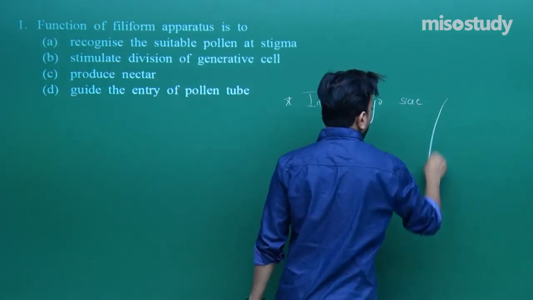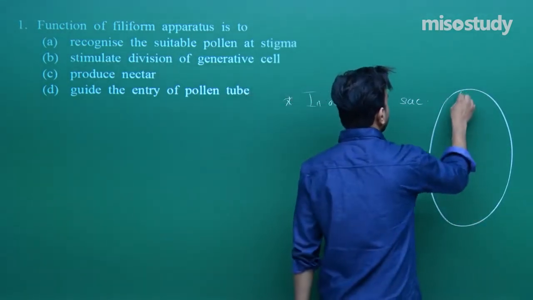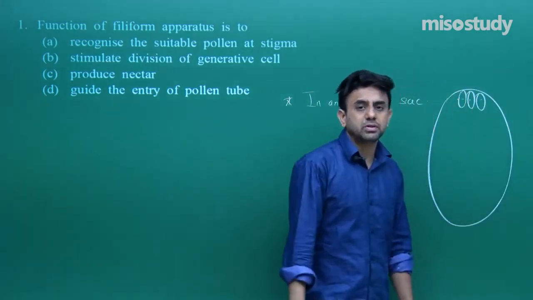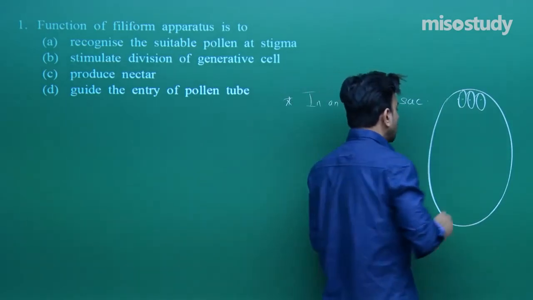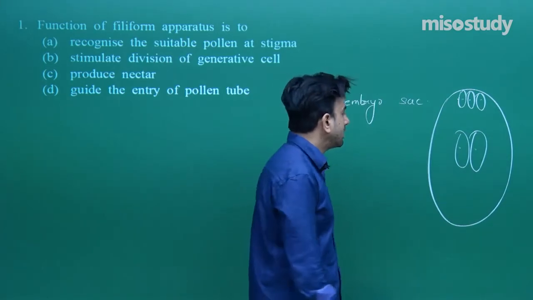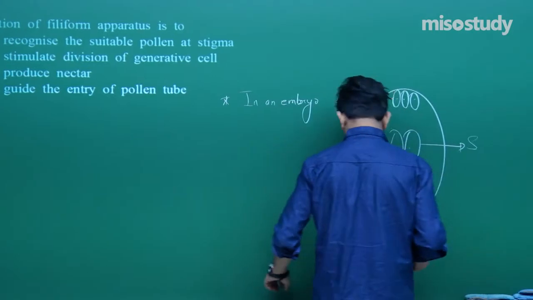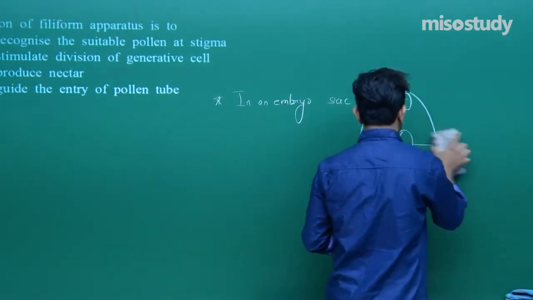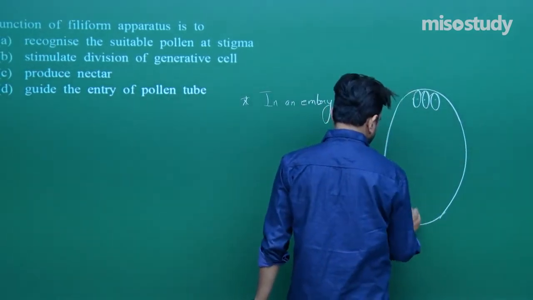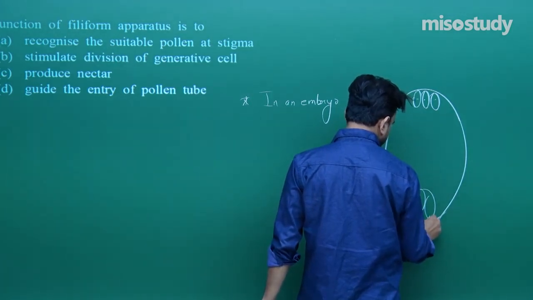Say this is the embryo sac. We will see the three antipodal cells, and in the middle there will be the polar nuclei. These two later will form the synergids, the egg cell, and the complete thing will be called the egg apparatus, and here we have the filiform apparatus.